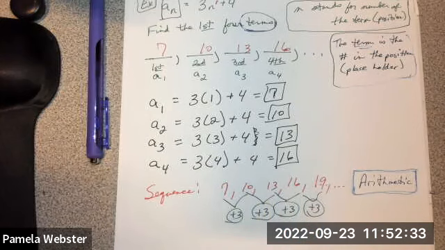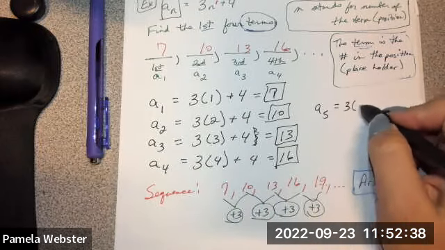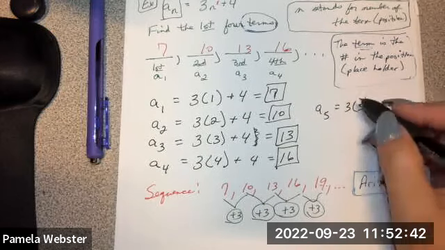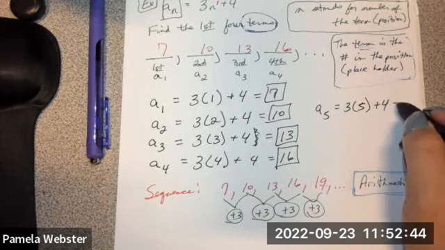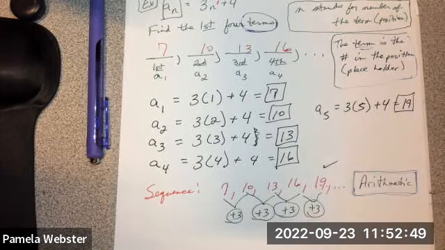So right over here, I didn't leave myself any room. I'm going to put it right here. A sub 5, we think 3 times 5 plus 4 is going to give me a 19. And sure enough, that's 15 plus 4, 19. Absolutely. So check, it works.